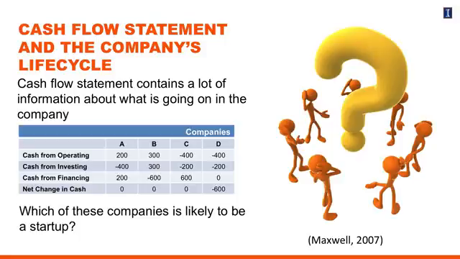And the question that I want you to think about, using what we just learned about the cash flow statement, is which of these companies is likely to be a startup, a new company that is growing, that is being started up now? Which of these, A, B, C, or D, is likely to be a startup?